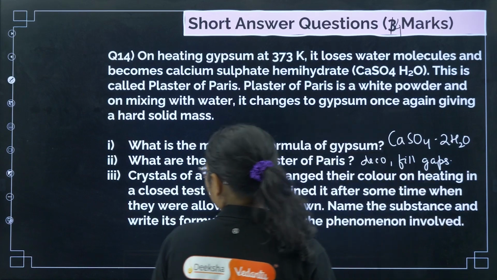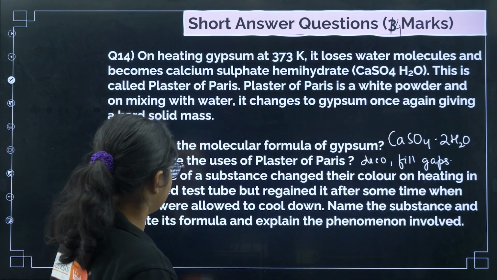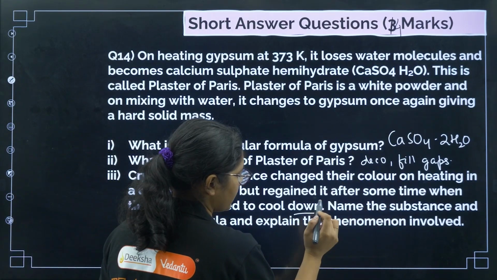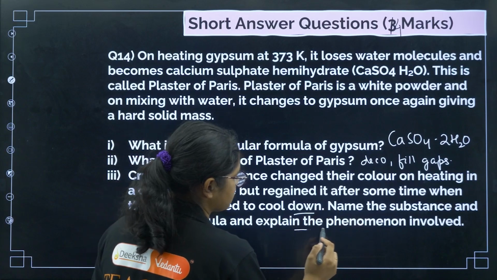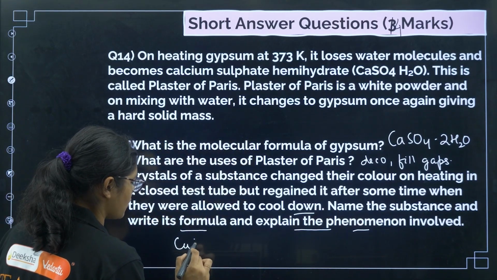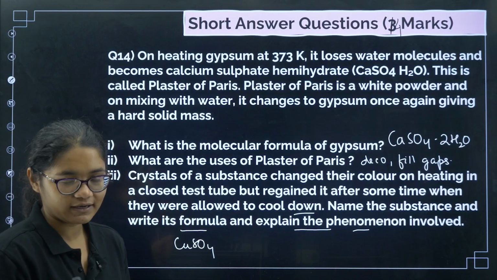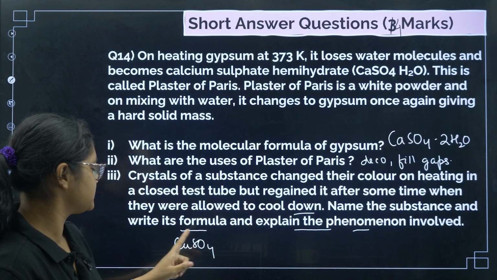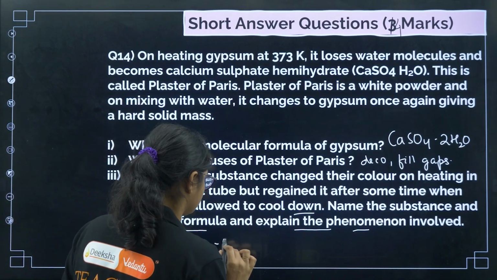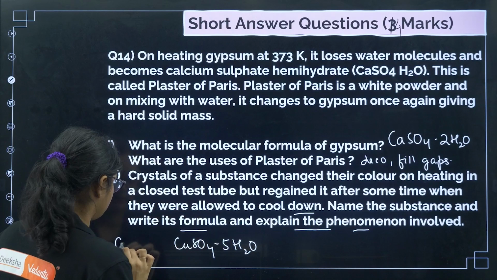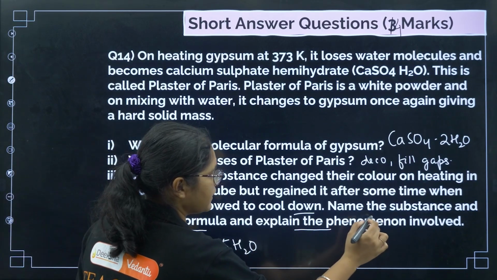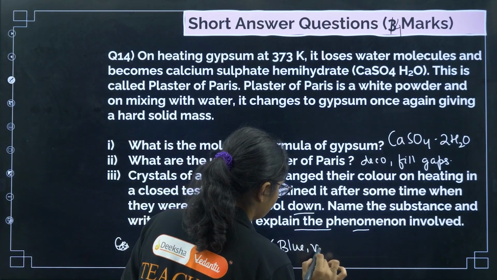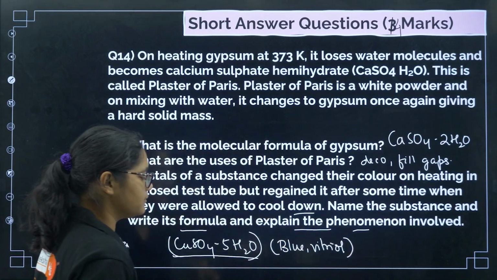Next one. Crystals of a substance changed their color on heating in a closed test tube but regained it after some time when they were allowed to cool down. Name the substance, write its formula and explain the phenomenon involved. So the substance here is copper sulfate. Now when you heat copper sulfate, it loses its water molecules, and that is why it becomes white in color. So you have to write, name the substance, that is copper sulfate dot 5H2O, and you can write this is also called blue vitriol.